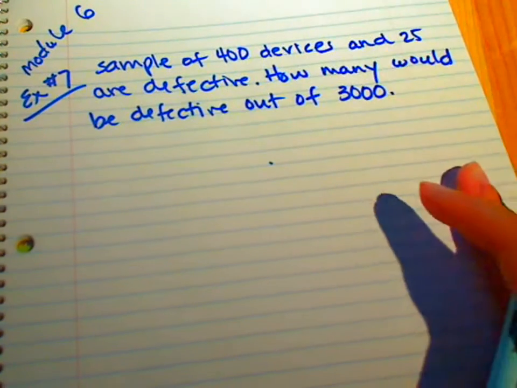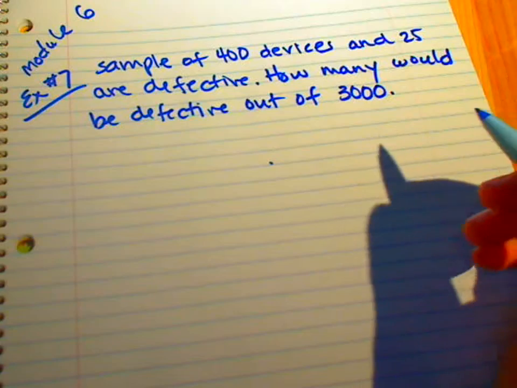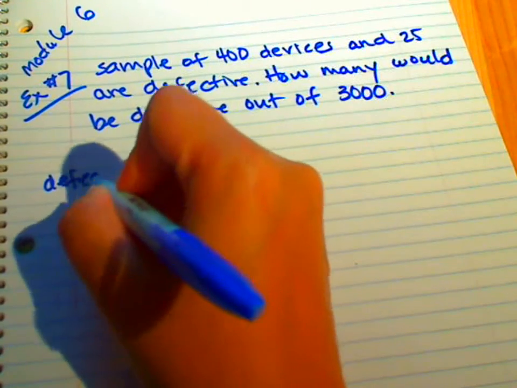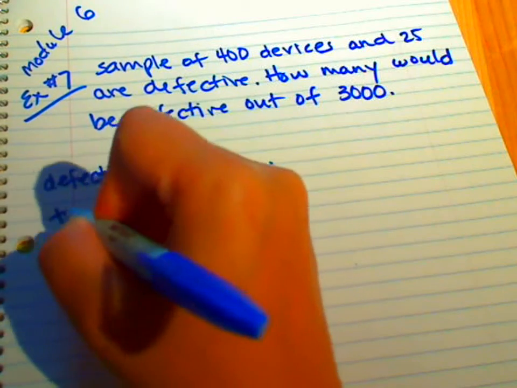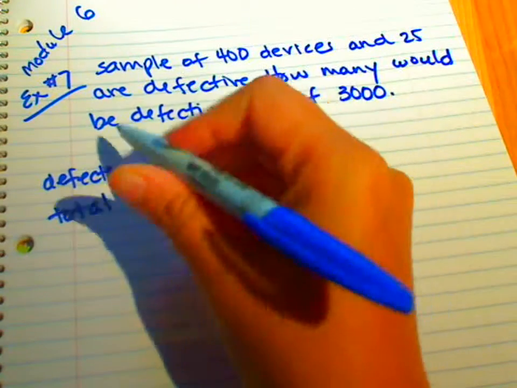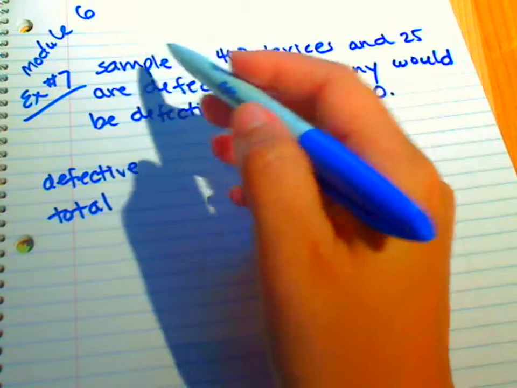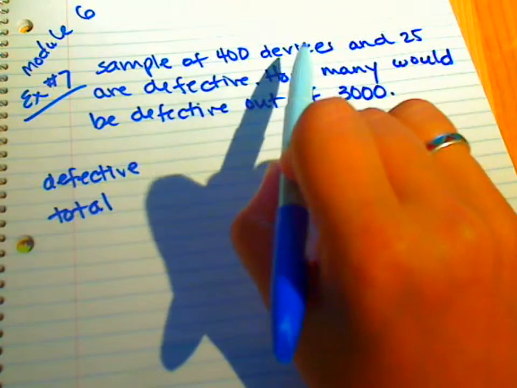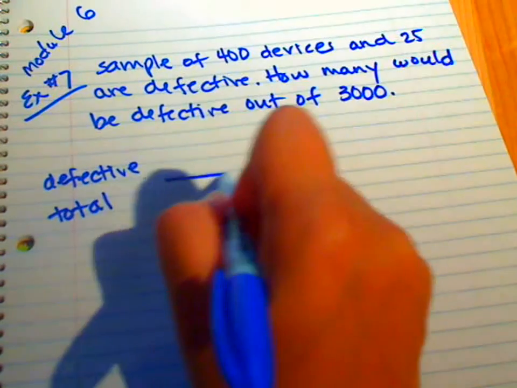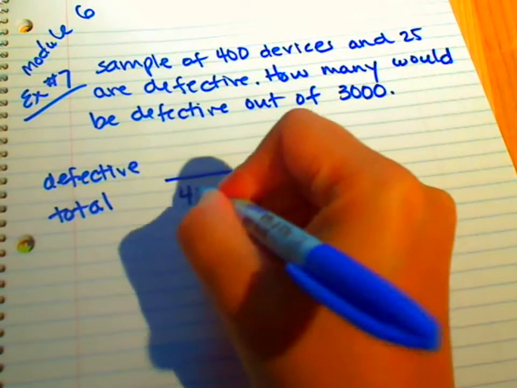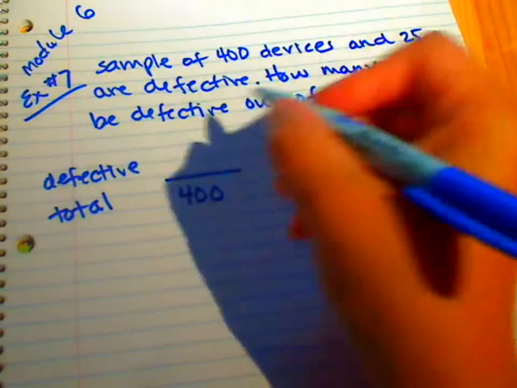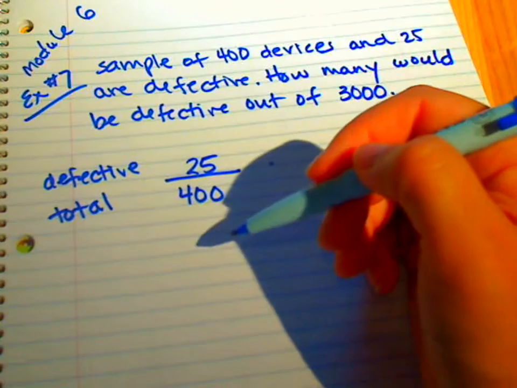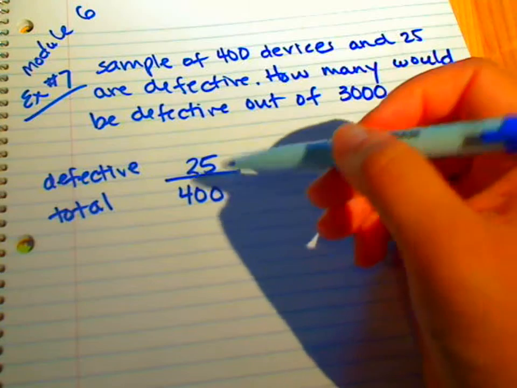So what we're going to do is I'm going to set up a proportion. Okay. So I'm going to talk about the defective of the total. So the first information, I have a sample of 400 devices and 25 are defective. That's where I'm going to stop my reading. I'm going to set up a fraction. My total of 400, 25 of those are defective. So I'm setting up a fraction to say how many out of the total are defective.